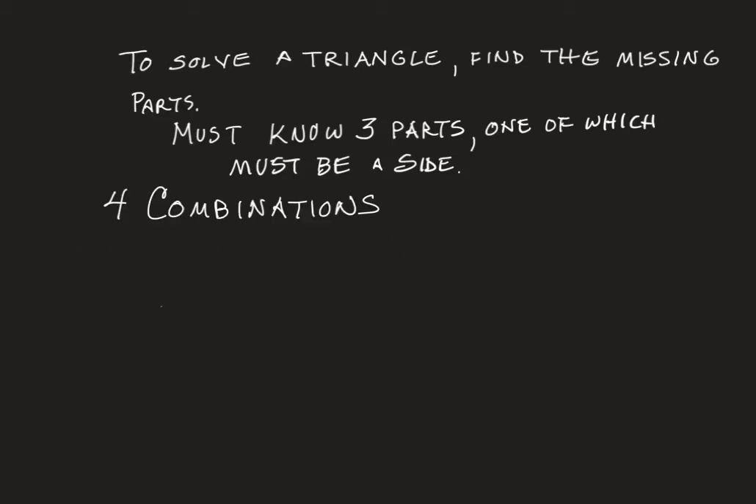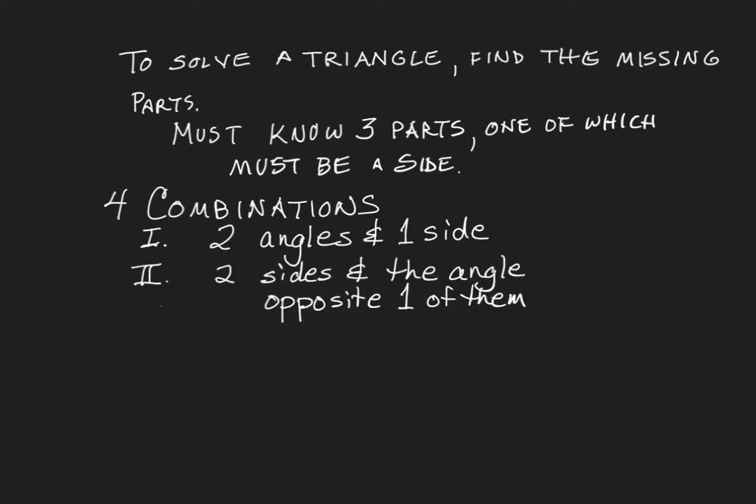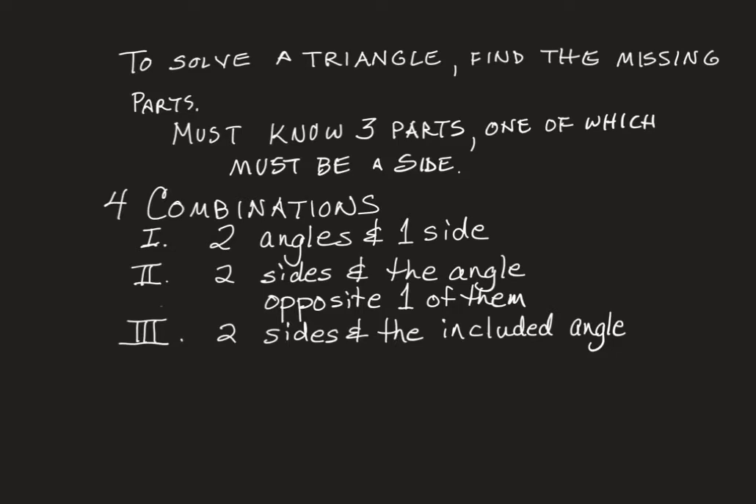There are 4 combinations of 3 parts of a triangle with which we can start and actually solve the entire triangle. We could have 2 angles and 1 side. We could have 2 sides and the angle opposite one of them. We could have 2 sides and the included angle, in other words, the angle which is formed by those 2 sides. Or we could have 3 sides.